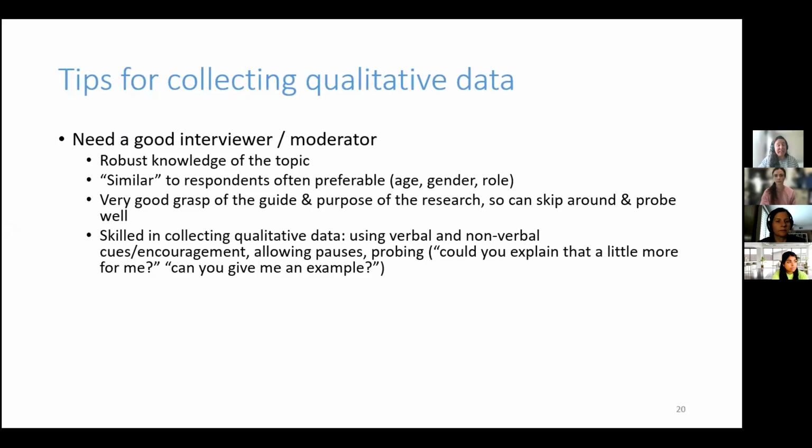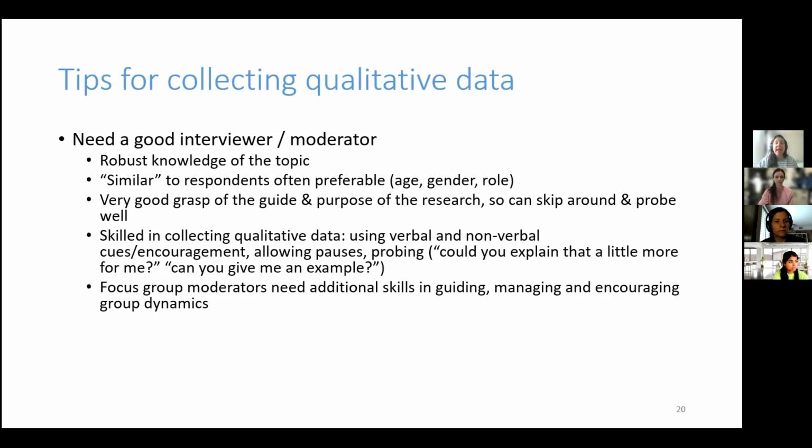So it's pretty tough to do qualitative interviews. You need to ask the questions, but also do a variety of things to make the respondent feel at ease and keep talking to you. So there's verbal and non-verbal cues and encouragements. There's comfort with pauses and not rushing into the next question, but also knowing when to move on. There's also skillful ways of doing probing. So this really is an area of expertise and skill that people spend years developing. And so I would encourage you to look for people who are really skilled at collecting good qualitative data. And then focus group moderators, like I said, need a whole additional set of skills in how to guide, manage, and encourage group dynamics.